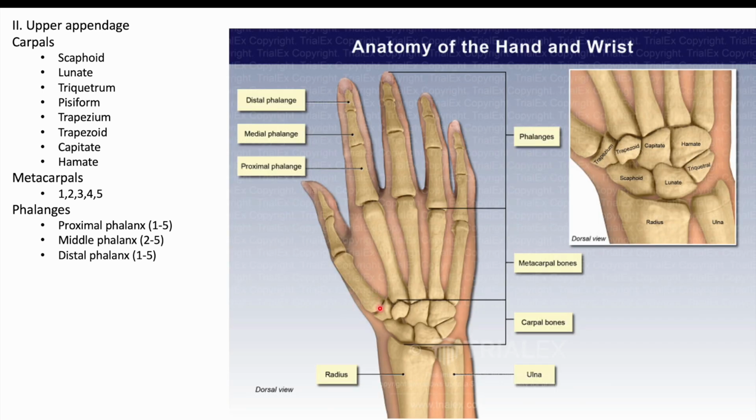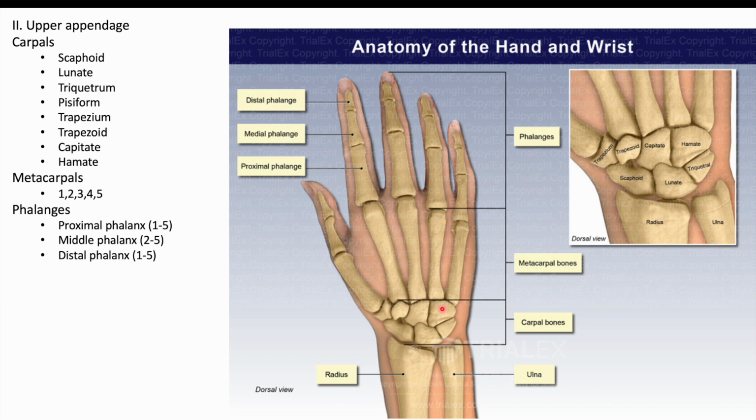Okay. Now on top, this right here is the trapezium, trapezoid, capitate, and then the hamate. So you can find some mnemonic to study this. One mnemonic is Sally left the party to take Kathy home. Remember, the P in party stands for the pisiform. That's a mnemonic that you can use to study as well.